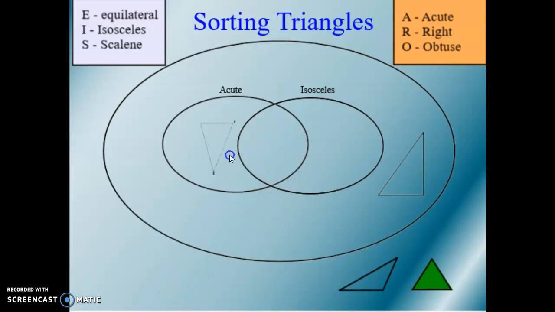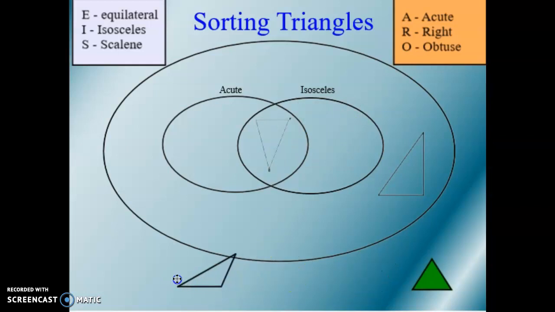My next one. Is this an acute triangle? Are all 3 angles acute? Ooh, yes it is. Is it also isosceles, where 2 sides are the same, the third one is different? Yes, so it is acute and isosceles, it goes in here.